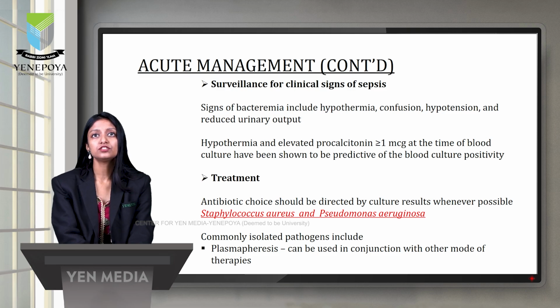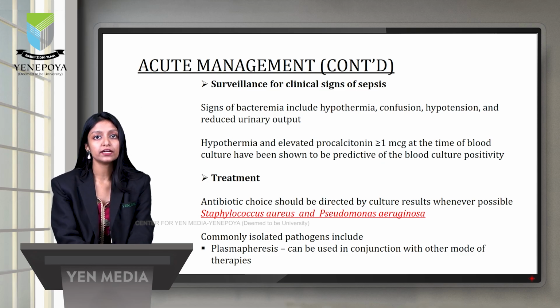Then surveillance for clinical signs of sepsis. The clinical signs of sepsis or bacteremia include hypothermia, confusion, hypotension and reduced urinary output. Hypothermia and elevated procalcitonin greater than or equal to 1 mcg at the time of blood culture usually show positive predictive value for the disease.